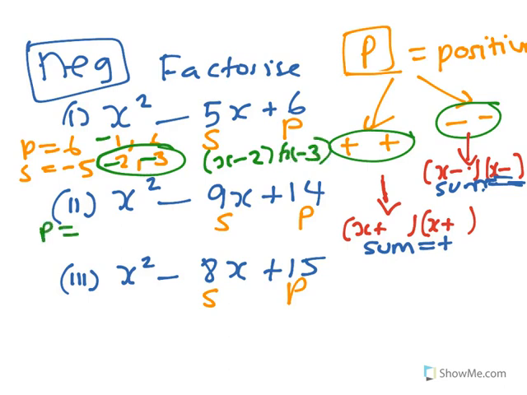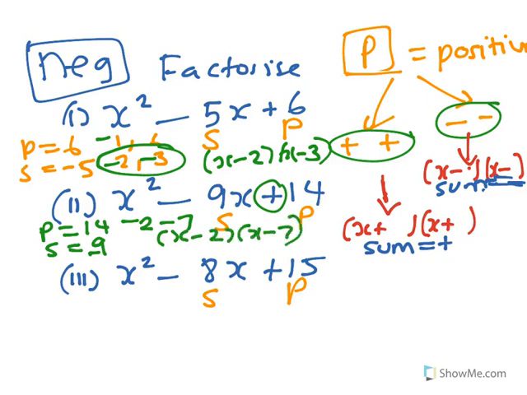This one here, product equals 14, sum equals minus 9. So you've got to get a sum of minus 9. So if we did 2 and 7, if we did minus 2 minus 7, because it's got a positive product, it would have to be a negative sum. It would have to be a minus and a minus. So it would be x minus 2, x minus 7.